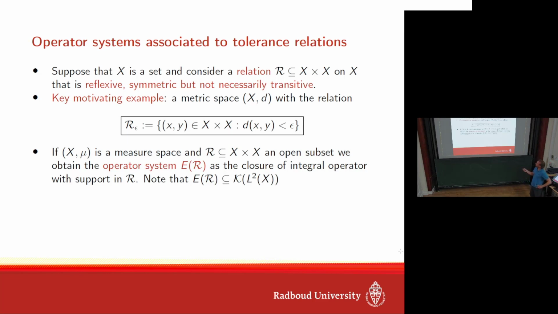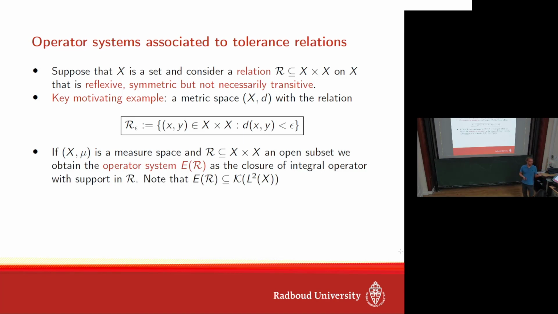And of course, my example would be to take points x and y in X, for which the distance is smaller than epsilon, for a fixed epsilon. That's my relation. I want to sort of identify these points, but I also realize that it's not an equivalence relation. So I shouldn't take the C-star algebra.